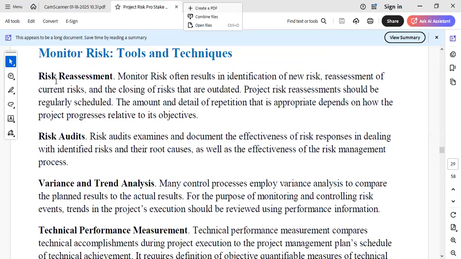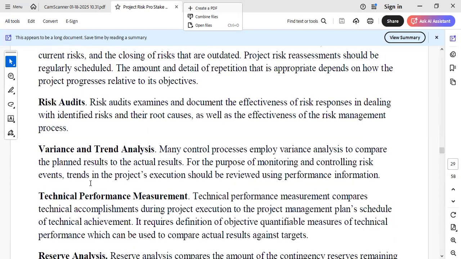These are terms we talked about. Risk assessment: monitoring the risk often results in what? Identification of new risk, reassessment, that's risk reassessment. Risk audit: you want to examine and document the effectiveness of the risk response in detail, that's auditing. Looking at their root causes, talking about the variance and the trend analysis. With the variance, always remember that you have your plan and your actual, and the difference between them is the variance.